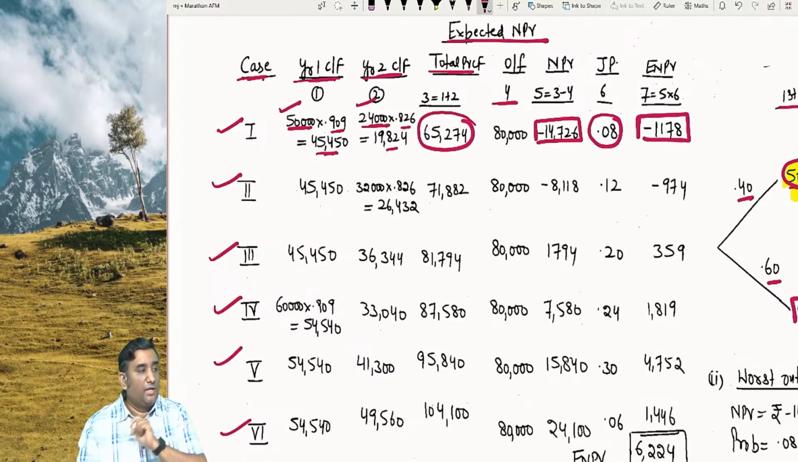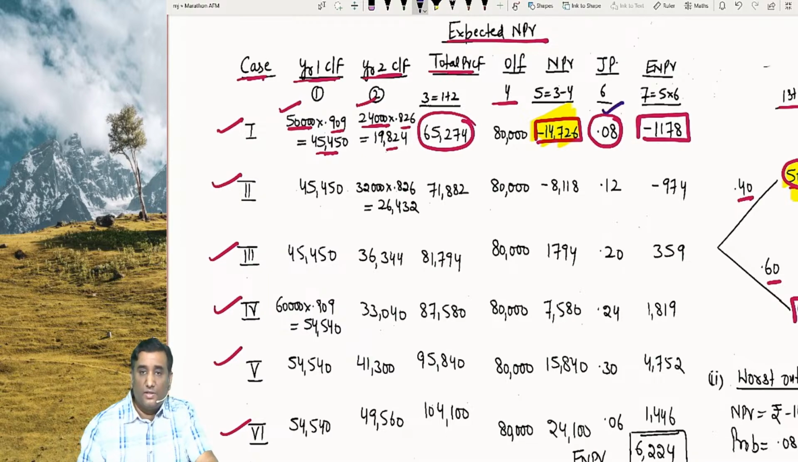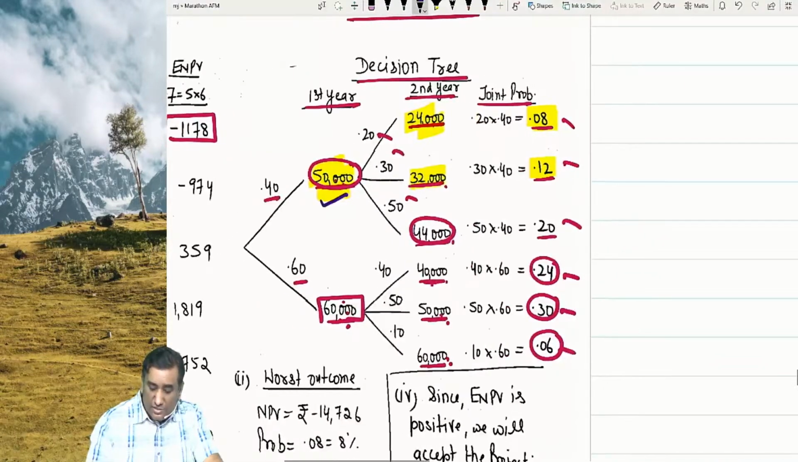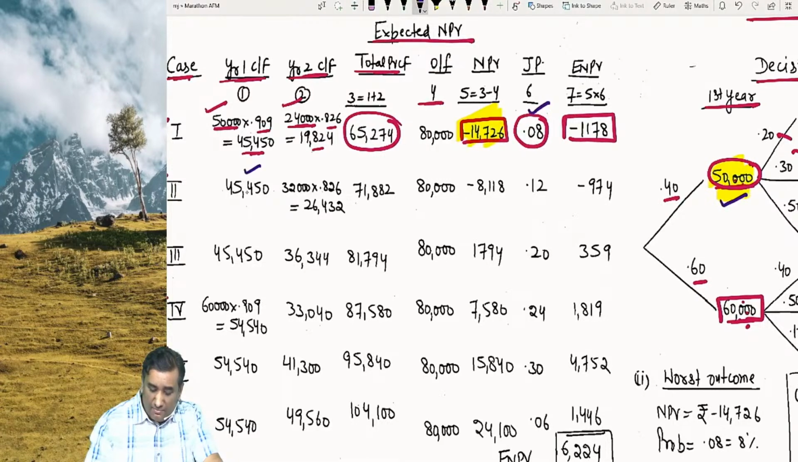Now understand how we read this. I will have a negative NPV of 14,726 whose chances are 8%. In the second route, if I get 50,000 in the first year and 32,000 in the second year, I have not redone the calculation. 32,000 into 0.826, and minus 80,000, will give me minus 8118, whose chances are 12%. That means I will have a negative NPV of 8118.